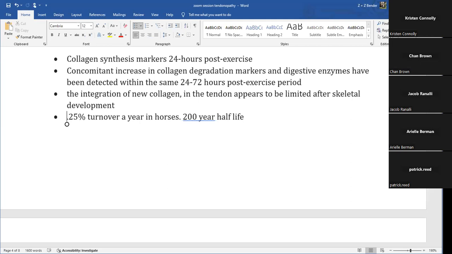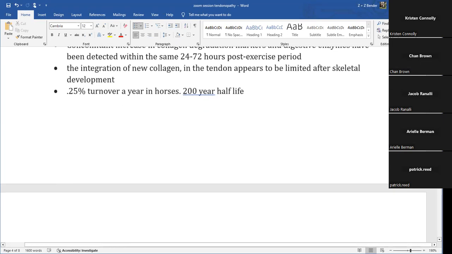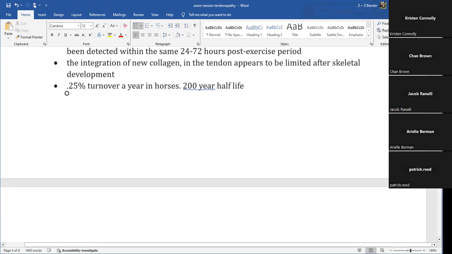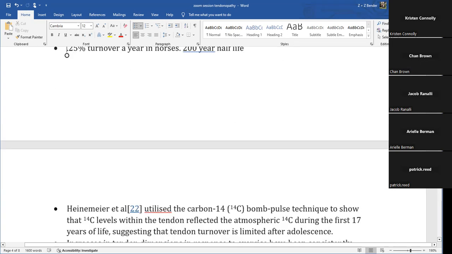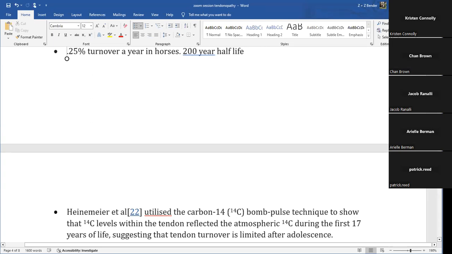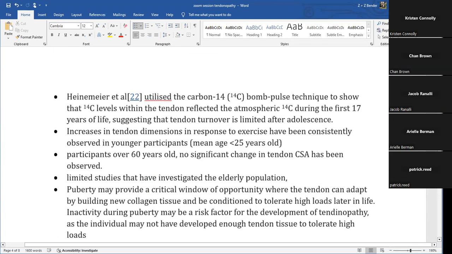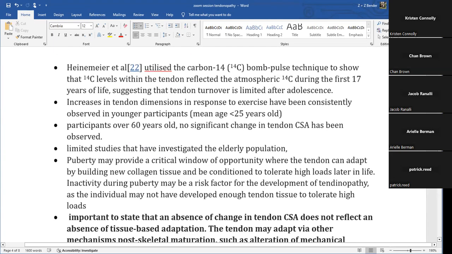If that model holds true to us, which probably does, you can turn over half your collagen in the short period of 200 years. So this idea of being able to redevelop the collagen and lay down a new one is a bit strange now. Types of collagen change. We don't necessarily get a new one. And that's that idea of it.